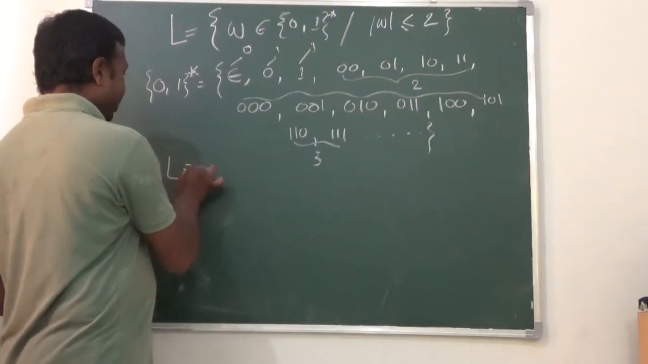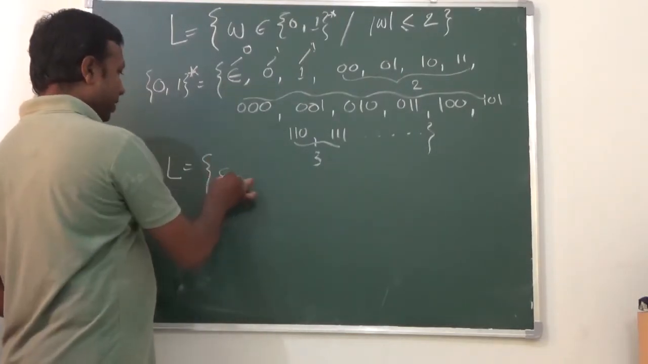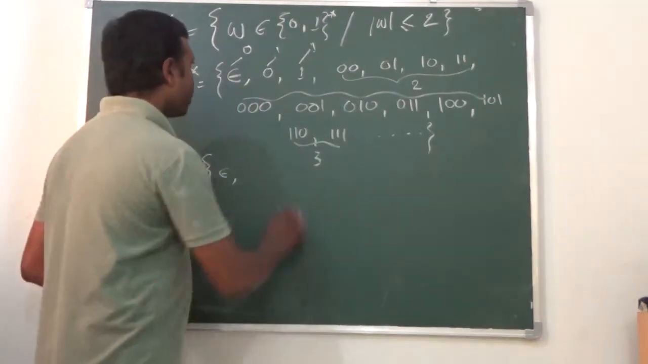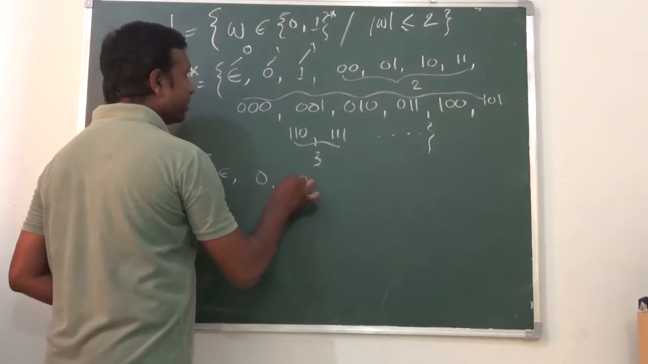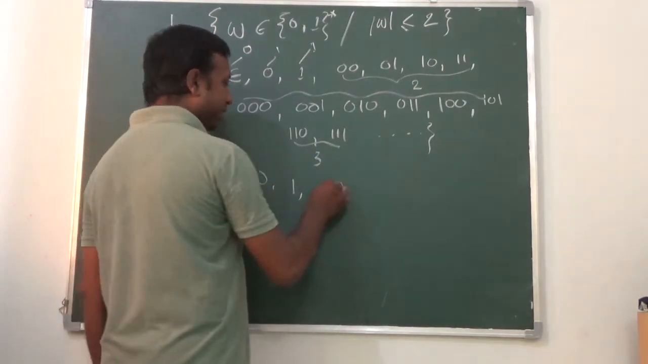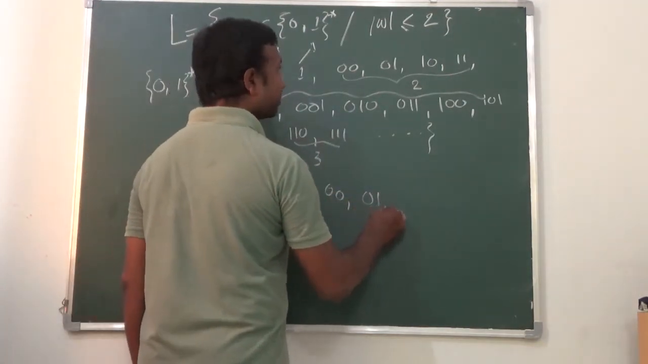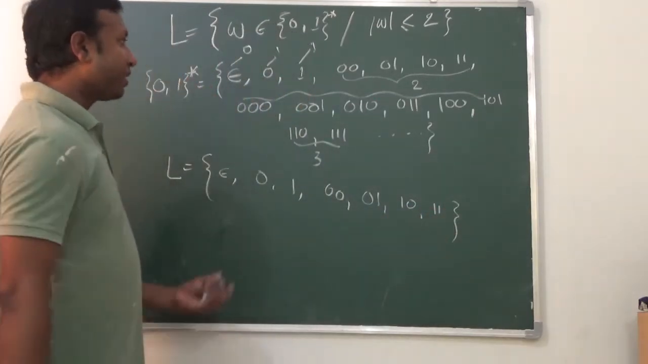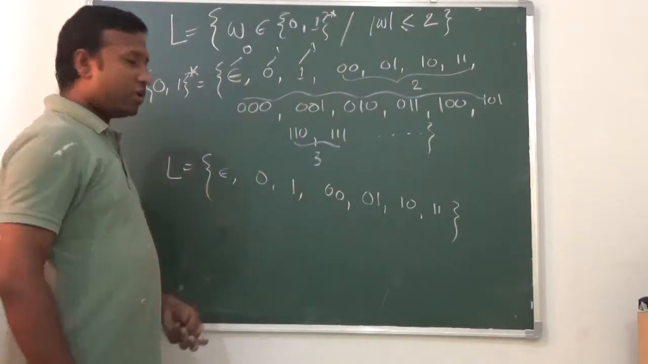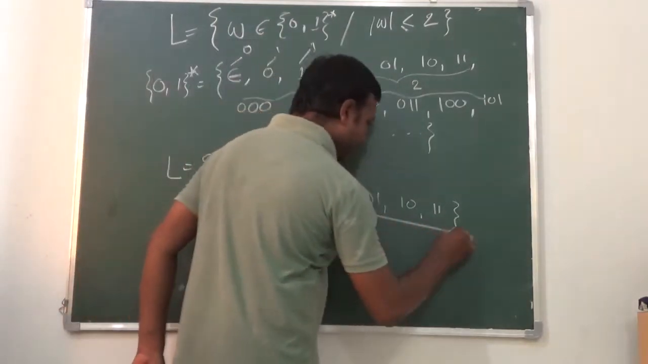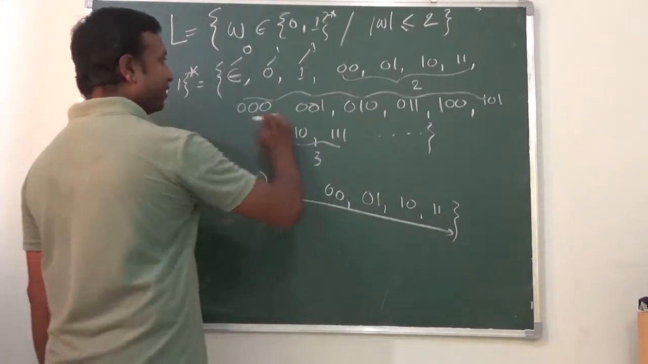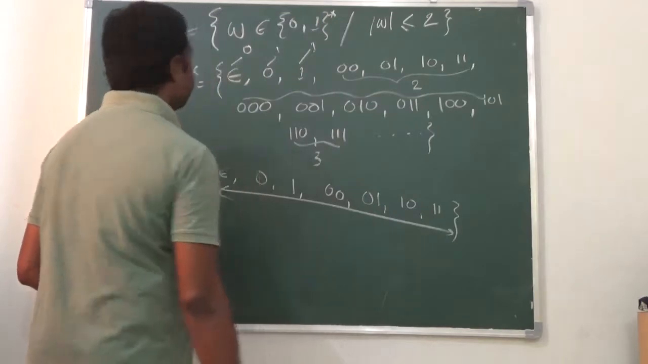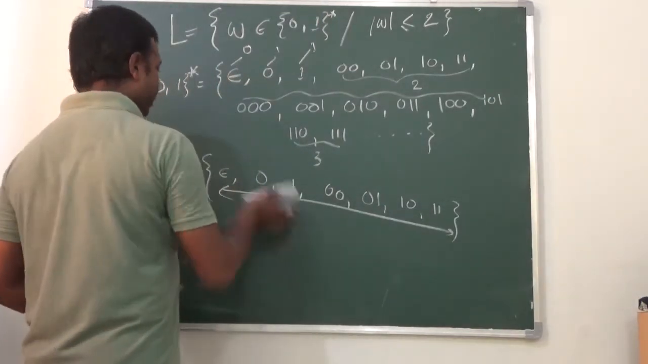So what should be in the L? Length 0 will be accepted because that is less than or equal to 2. Length 1 will be accepted, length 2 will be accepted, and the rest of the things are rejected because the length is exceeding 2. So we should accept these things only and we should reject others. So let's design the model for this particular language.